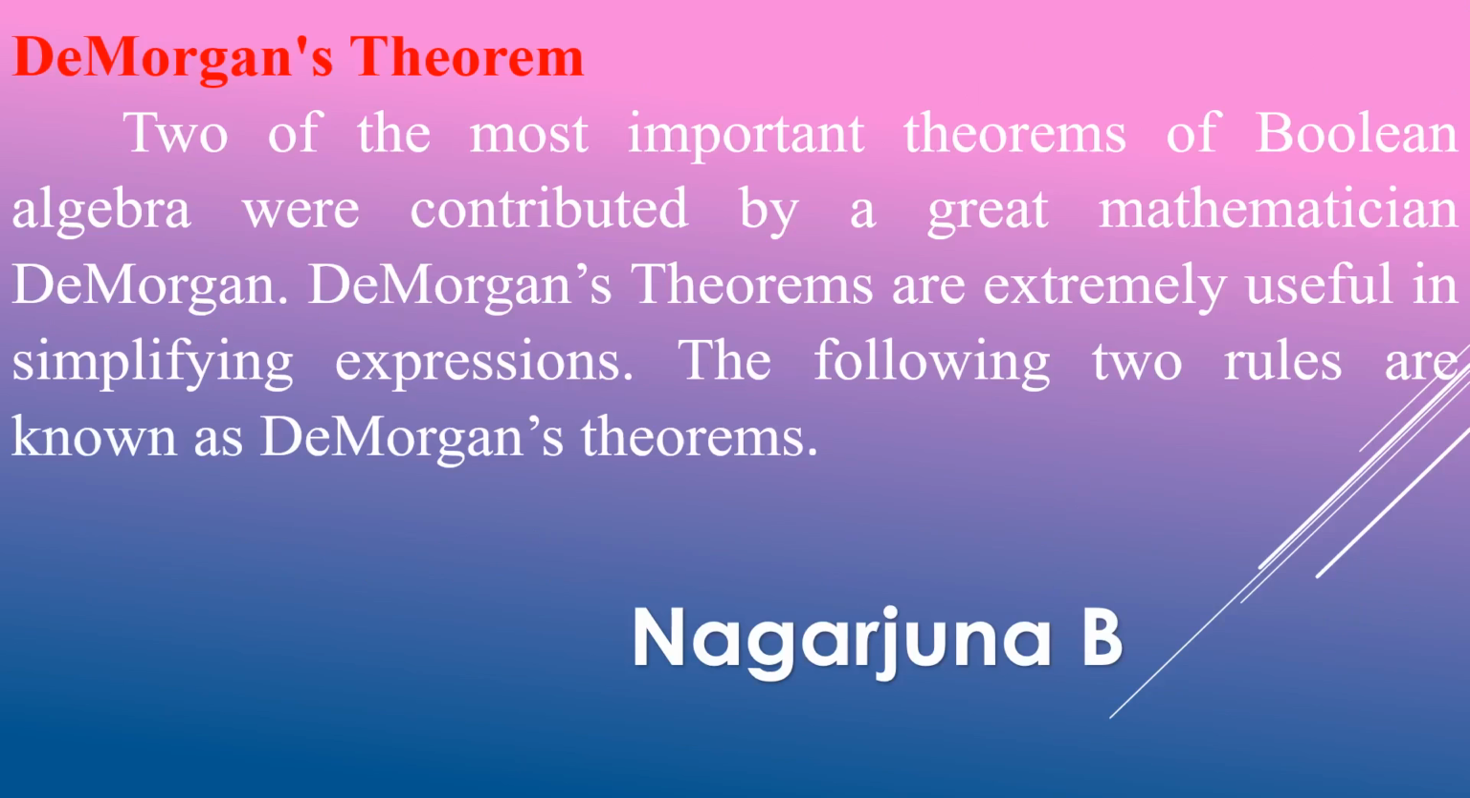DeMorgan's theorem. Two of the most important theorems of Boolean algebra were contributed by a great mathematician, DeMorgan. The DeMorgan's theorems are extremely useful in solving and simplifying Boolean expressions. The following two rules are known as DeMorgan's theorem, and we call them DeMorgan theorem 1 and DeMorgan theorem 2.